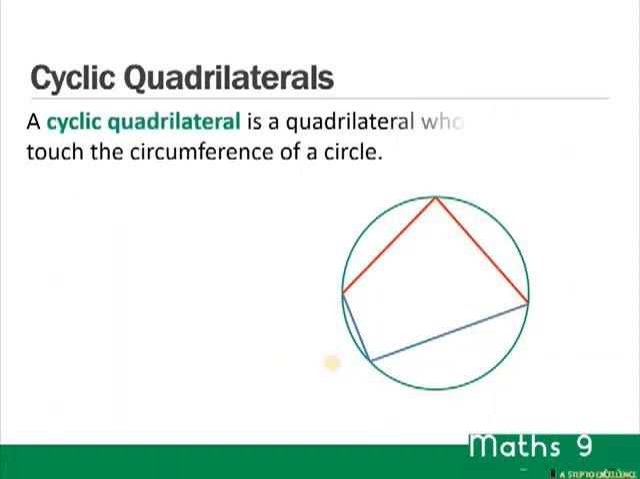Cyclic quadrilaterals. A cyclic quadrilateral is a quadrilateral whose vertices all touch the circumference of a circle, like in this example here.